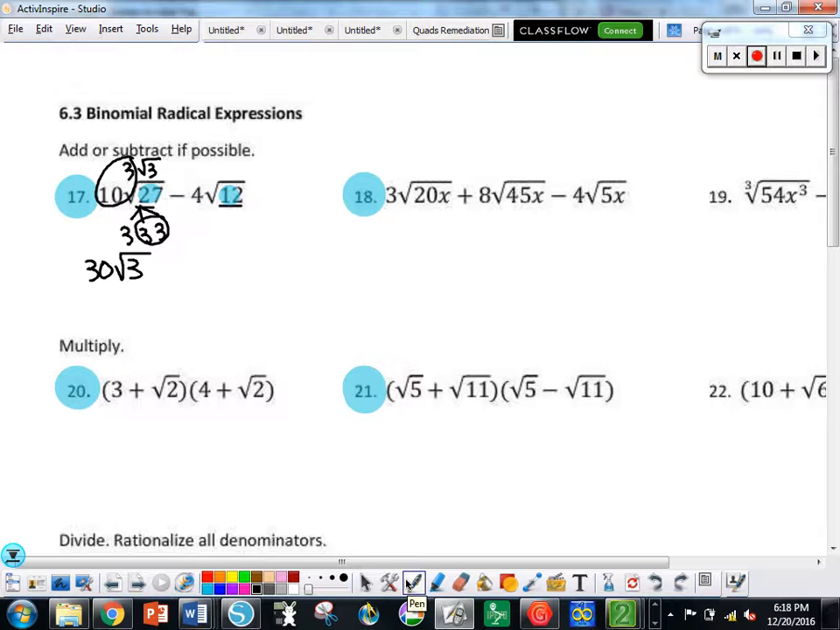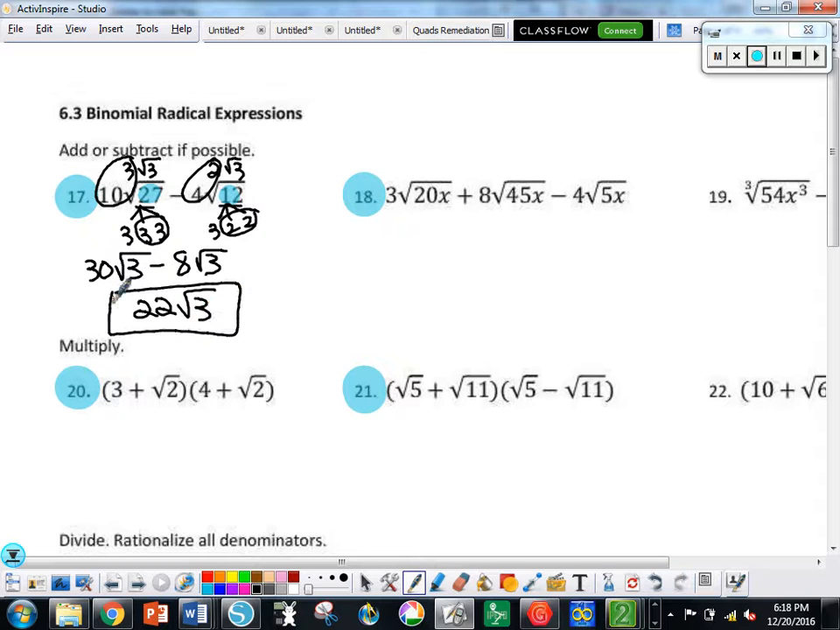Let's do the same thing with this one. 12 is 3 times 4, and 4 is 2 times 2. So I've got a group of 2s, a loner 3. This is 2 square root 3. And we take those two numbers, subtract them. Now if you combine those together, you get 22 square root 3. Because they have the same radicand now, the number inside the radical, you can combine them together.